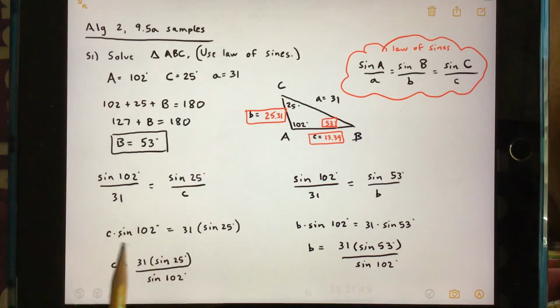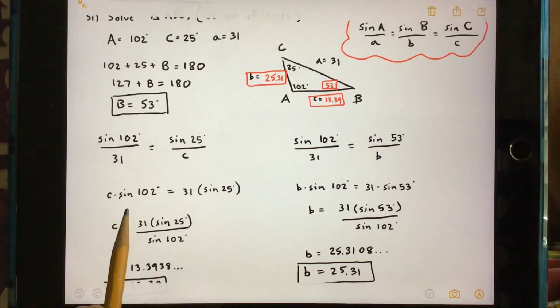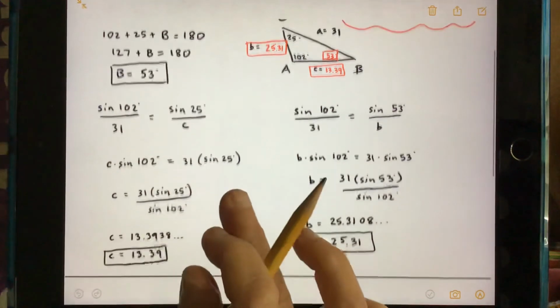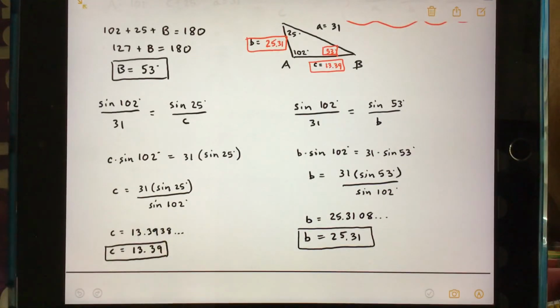So this diagonal, sine of 102 degrees times C is equal to 31 times the sine of 25 degrees. That's the other diagonal. And I'm going to find the product of that other diagonal and set it equal to the product of the first diagonal. And then I solve for C, dividing both sides by sine of 102 degrees gives me C is 31 times the sine of 25 degrees over sine of 102 degrees. I'm going to put all of that in my calculator. I'm going to key in 31 times the sine of 25 degrees divided by sine of 102 degrees. Make sure you close your parentheses when you are entering the values for your sine functions.